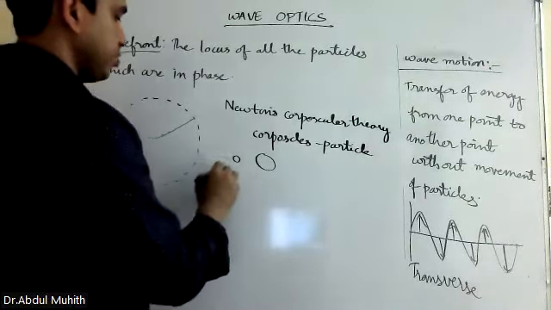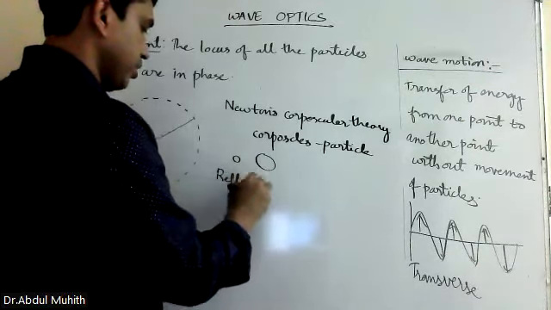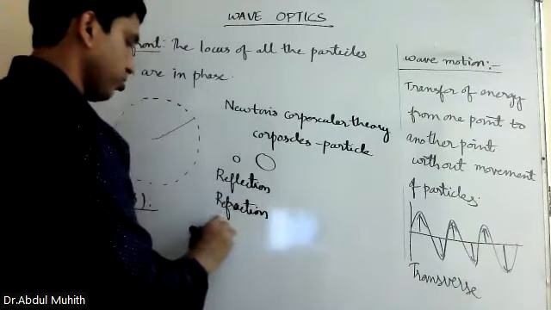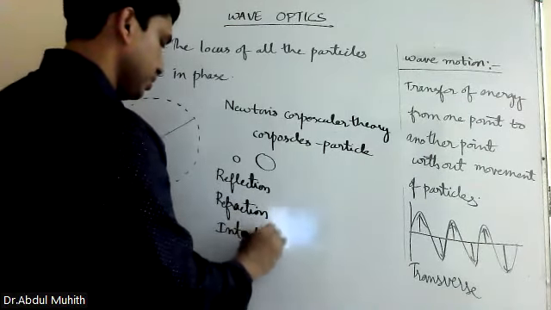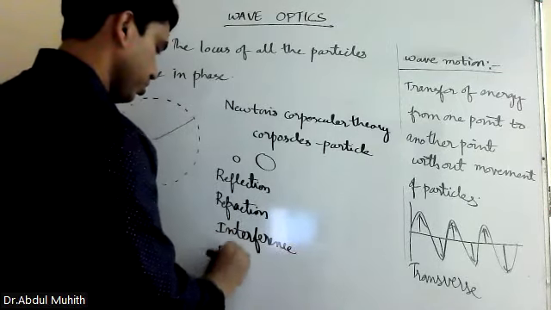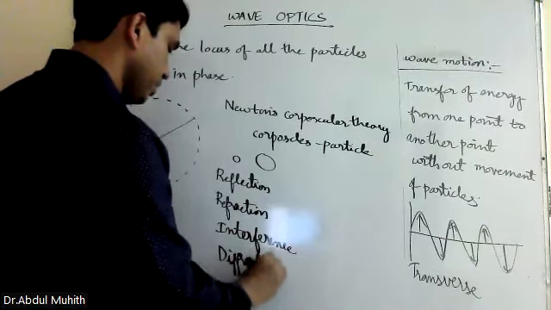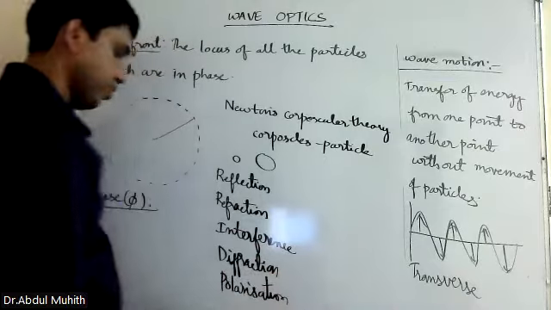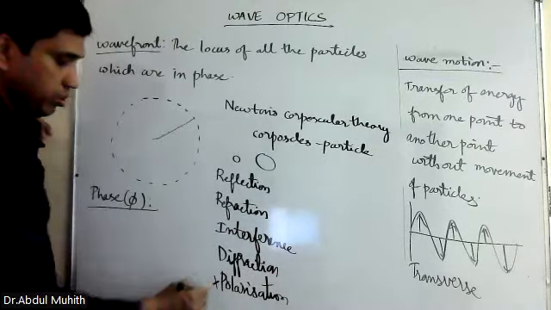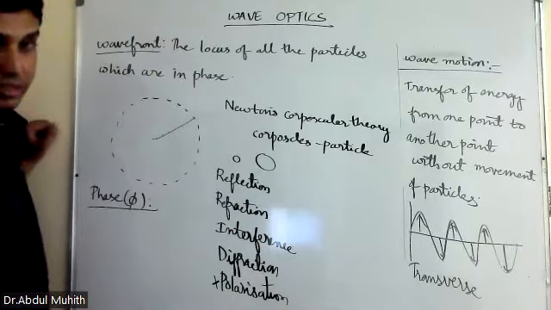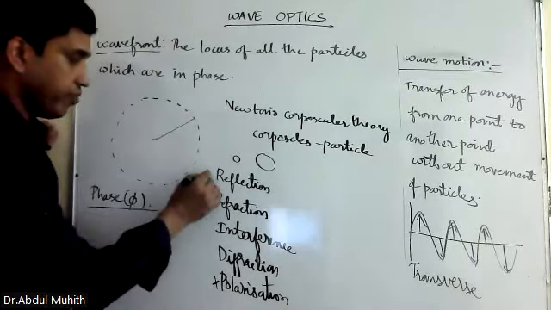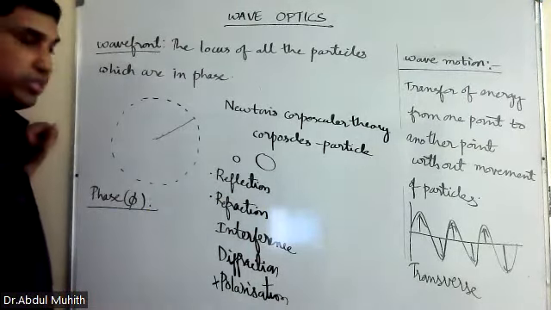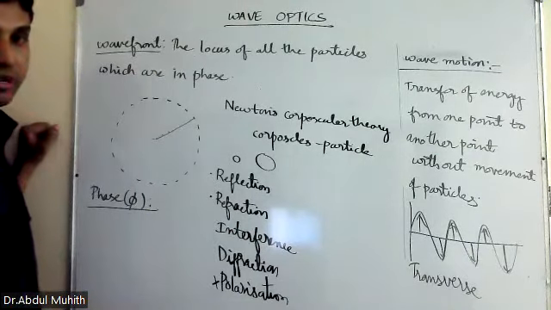Now, there are a total of 5 properties of light: reflection, refraction, interference, diffraction, and polarization. In our syllabus, they removed polarization. Earlier it was there, but for the last 2 years they have deleted this polarization part. So out of these 4, in the first lesson, in ray optics, we only studied reflection and refraction. We haven't discussed interference and diffraction, because with ray optics they could only explain reflection and refraction.